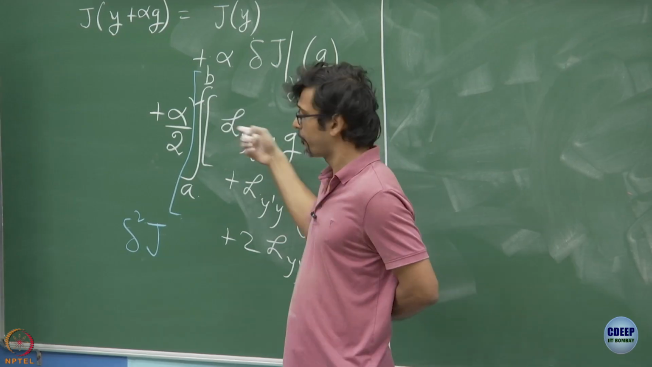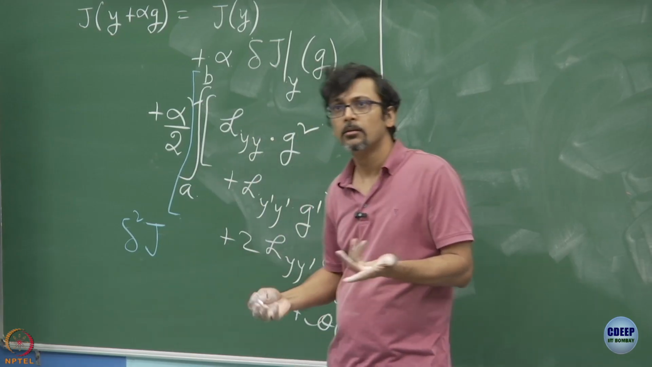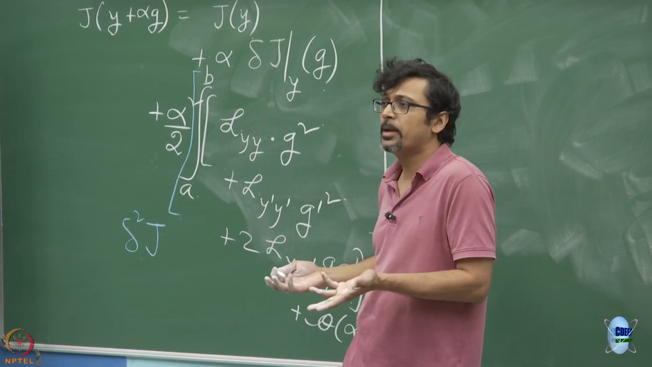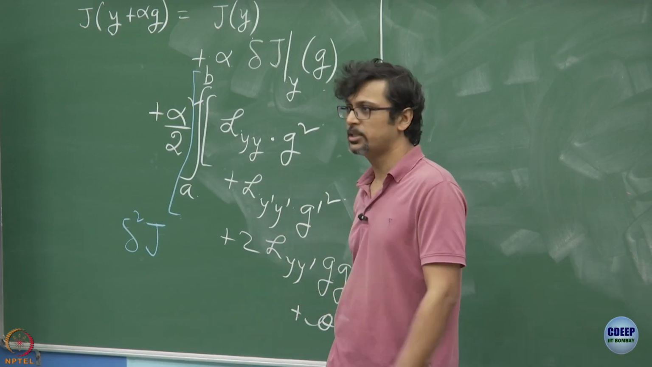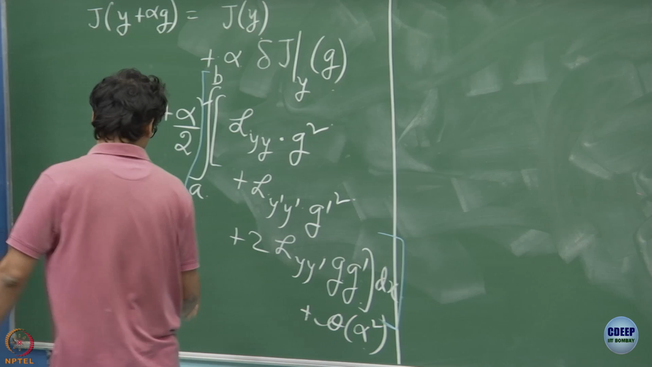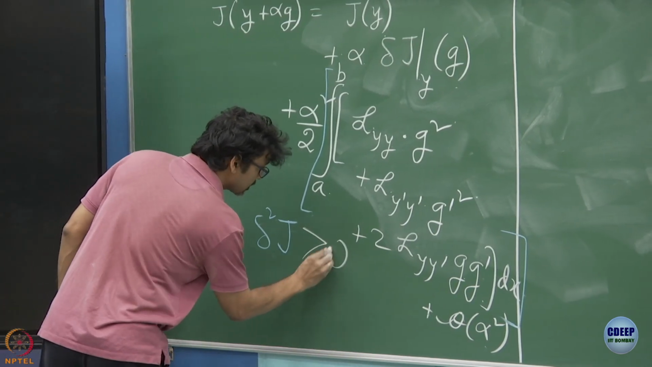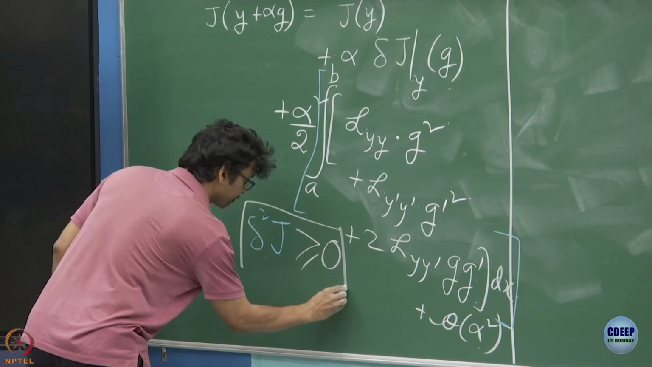Yeah, if you're moving along this direction, if you're perturbing, what should happen if it's got to be a minima? This fellow should be positive, right? Positive semi-definite at least. So you would at least expect this condition to be met.